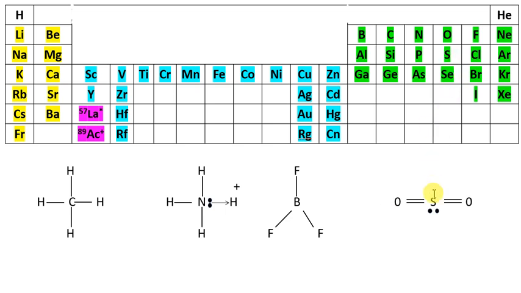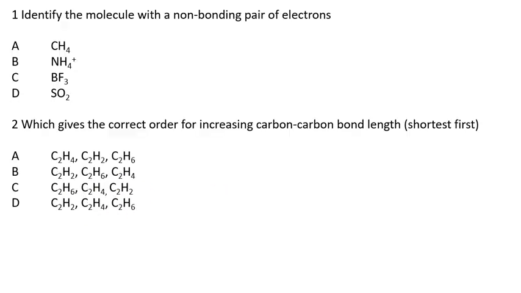Sulfur, group 16, 6 valence electrons. Oxygen atoms always make a double bond, and the 2 oxygen atoms in SO2 are doing just that, meaning that sulfur is using 4 of its outer valence electrons in making those 2 double bonds. 2 electrons left over. Sulfur has a non-bonded pair of electrons. So, non-bonded or non-bonding pair of electrons, D, SO2.